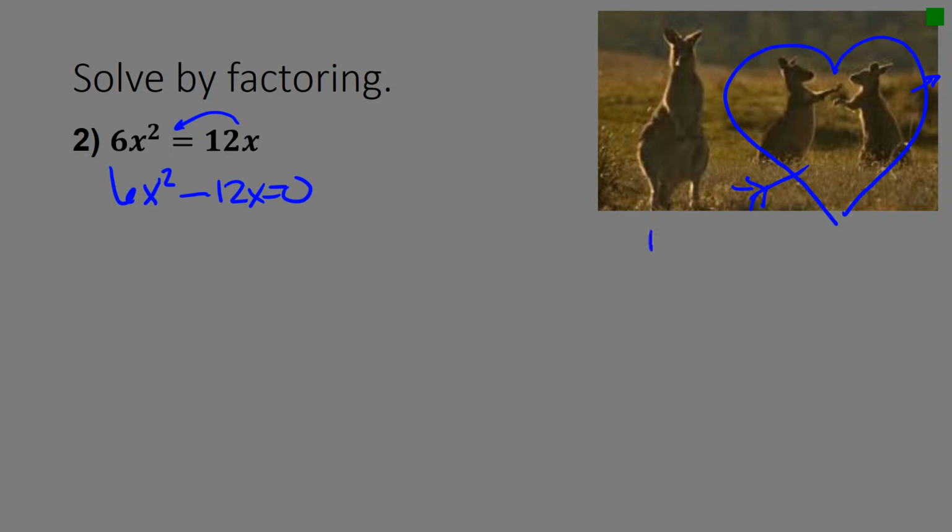We're going to factor. Remember, step 1 in factoring is look for a GCF, and we have one. We have a 6x. After I divide out the 6x, what do I have left over? 1x minus 2. And if this is equal to 0, that means that 6x is equal to 0.